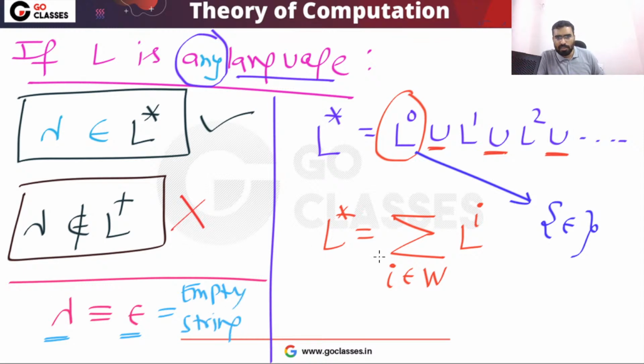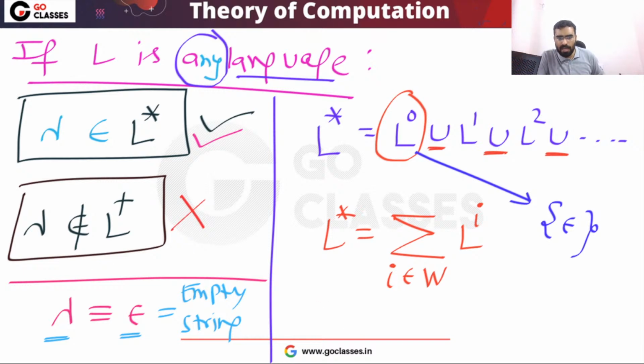Anyway, you can notice that L power 0, for any language L, is the set containing the empty string. So that is the reason I can say this is definitely correct: the empty string belongs to L star. Is this clear to everyone?